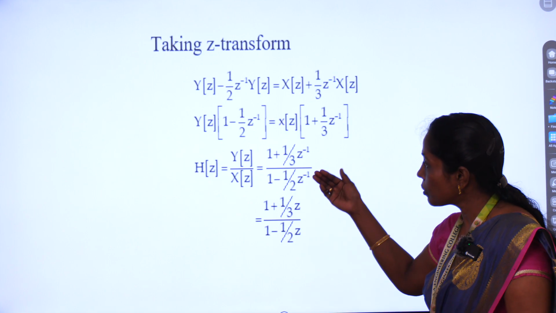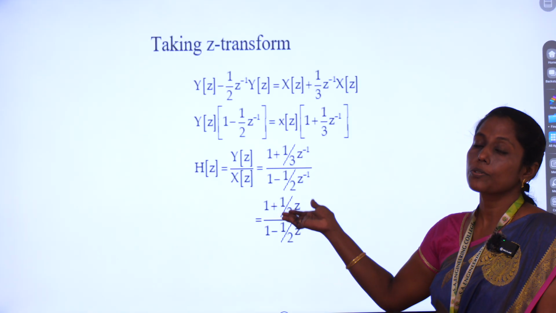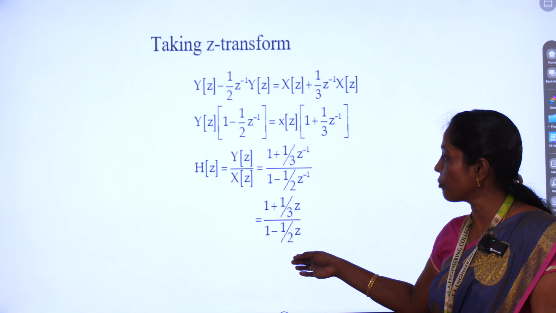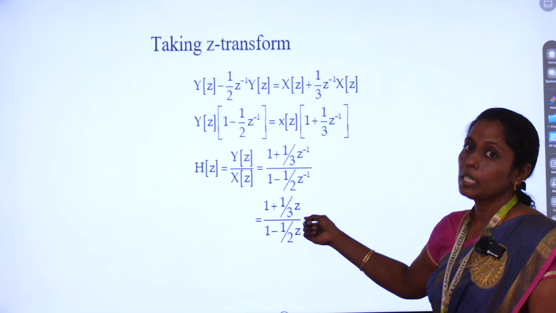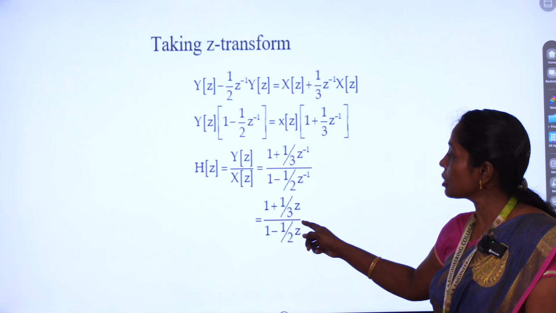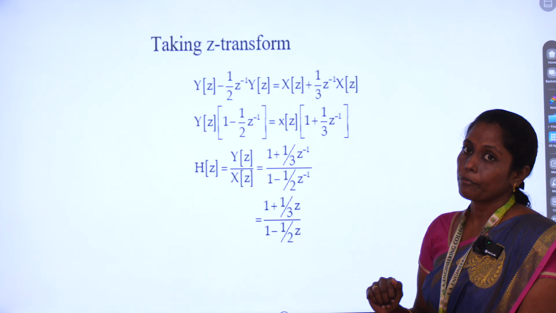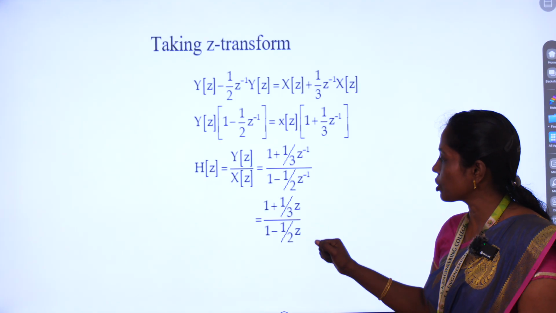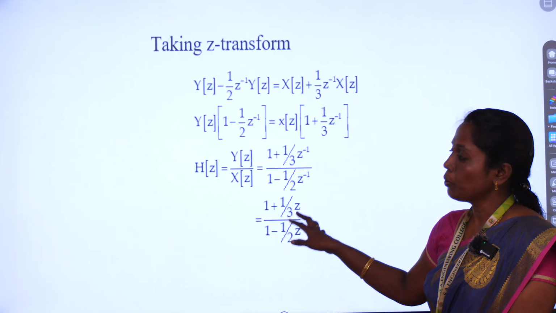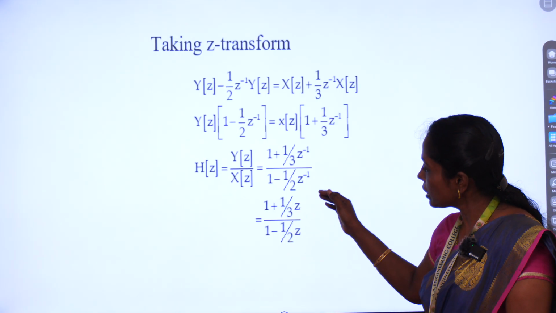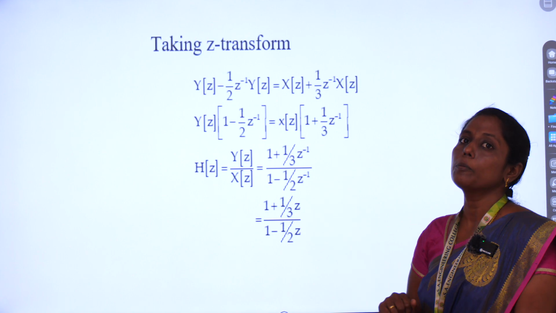Now, in order to get the impulse response h of n, we have to apply partial fraction expansion to this equation. So we have to apply the partial fraction expansion for this given equation. We have to check whether we are able to apply partial fraction for this equation.